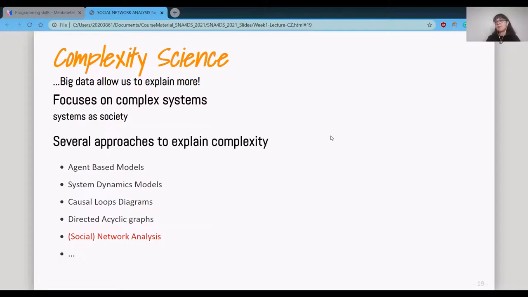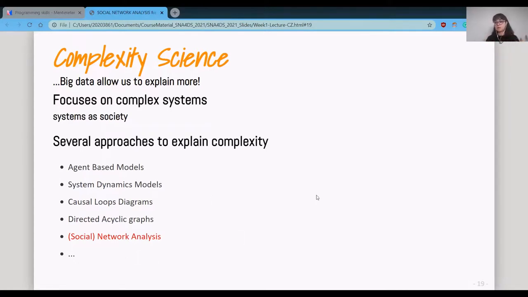There is a range of methods that allows you to do that. So for instance, we have agent-based models and systems dynamics models. These things are very interdisciplinary, but if I say system dynamics models, this is mostly engineering. If I say agent-based models, probably it's more on the epidemiology side, or also computer scientists. If I say causal loop diagrams, which is another method, it's really in between several disciplines.